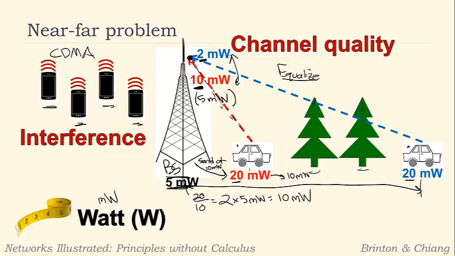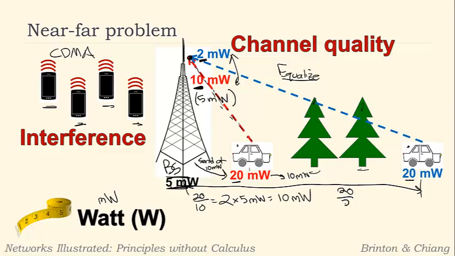It may not be exactly certain. You may have to iterate a few times before it gets exactly to the desired power, but you get the basic idea. Now, on the other hand, with this transmitter over here, he starts at 20 milliwatts, and by the time it gets there, it's down to 2 milliwatts.